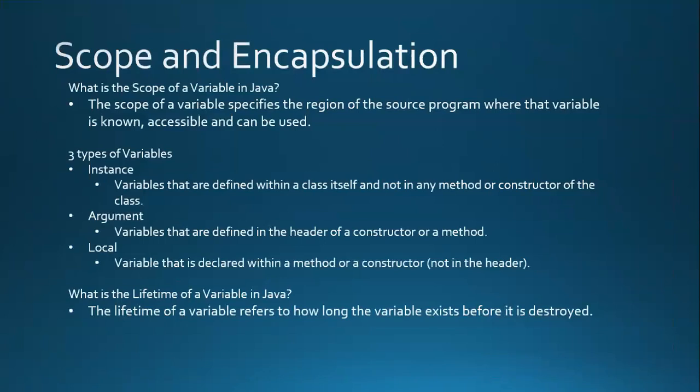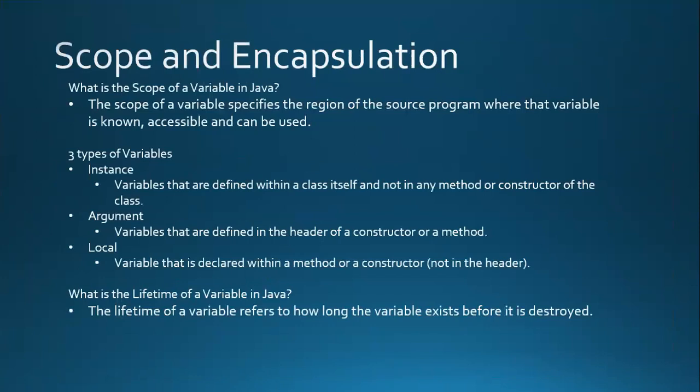Instance variables are defined within the class itself and not in any method or constructor of the class. The scope of instance variables is determined by the access specifier that is applied to these variables. An access modifier restricts the access of a class, constructor, data member, and method in another class. While practicing Java programs, you have seen these keywords such as default, private, protected, or public.